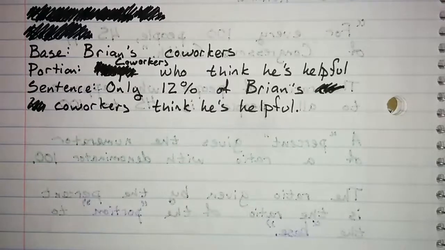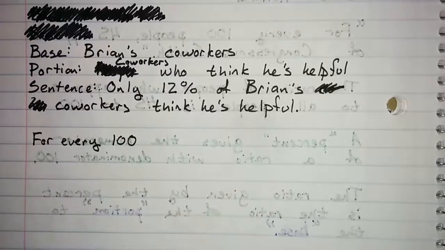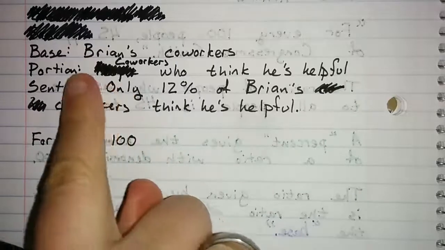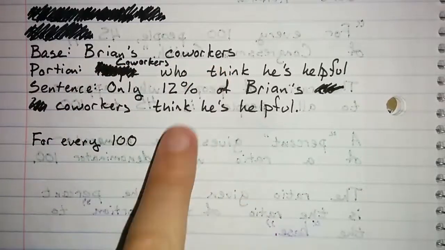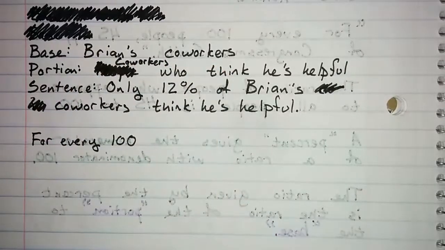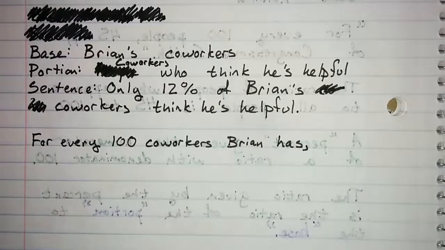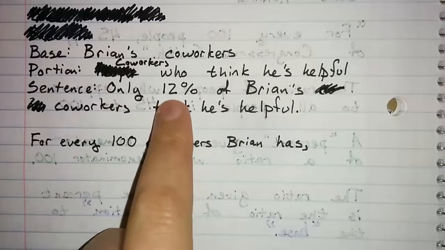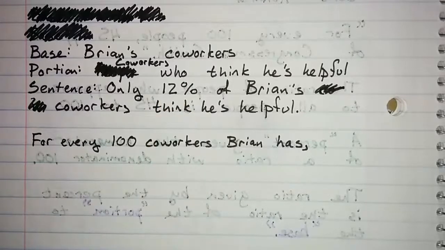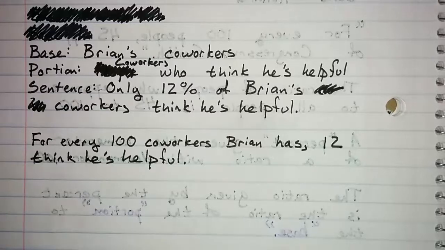Okay, so again, we're talking about percent. So we're going to start by saying for every 100. For every 100 of what? Well, the base is Brian's coworkers. So for every 100 coworkers Brian has, perhaps. Let's see. For every 100 coworkers Brian has, what do we have? Well, we have 12 coworkers who think he's helpful. So we might say 12 think he's helpful.